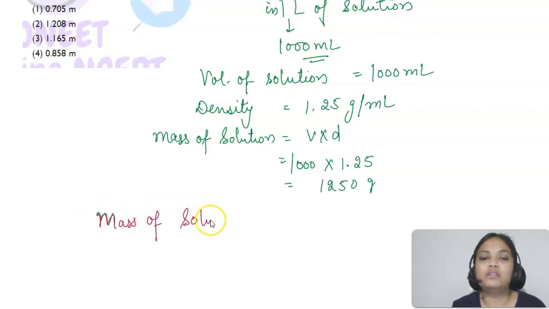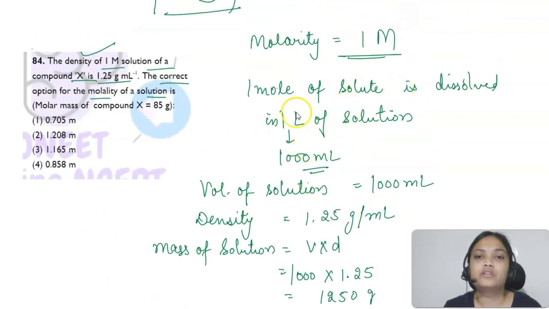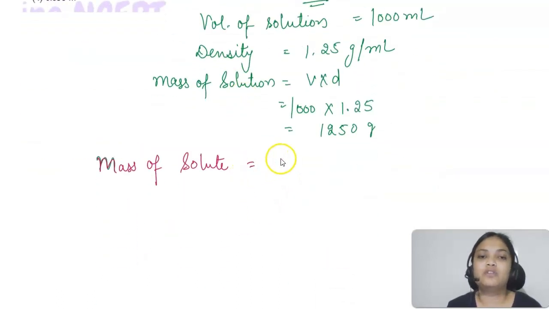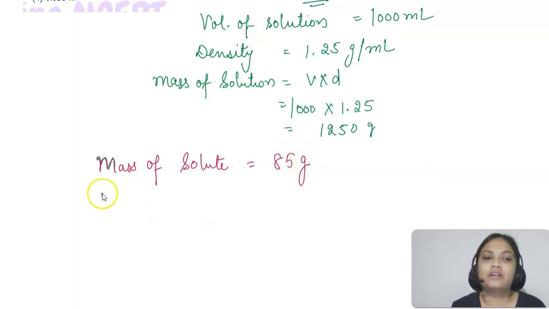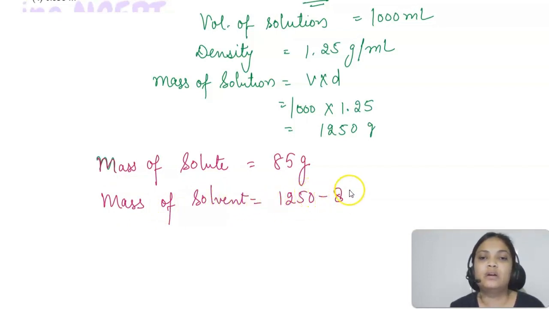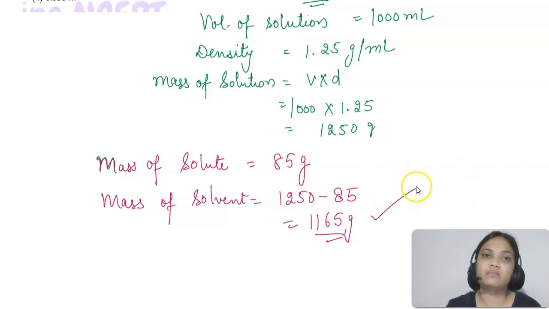So how much solute is dissolved in this solution? You can see 1 mole. And what is the molar mass of solute? It is given 85 grams. So if 1 mole is dissolved, it means the mass of solute is 85 grams only. Alright. So from here you can find out the mass of solvent. So it would be 1250 minus 85, which means we have subtracted the mass of solute in this case. So students, from here it will come out to be 1165 grams, right? So 1250 minus 85, it's 1165 grams. That is the mass of solvent.